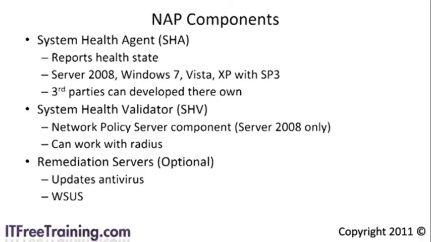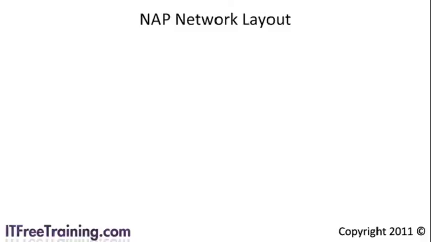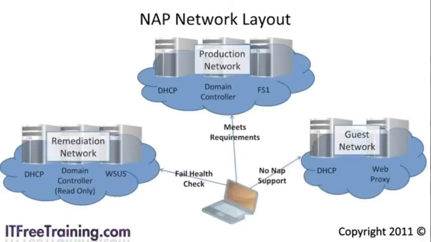As you can see, there are a lot of components to NAP, and there are many different ways you can configure NAP depending on your needs. Let's have a look at a typical NAP layout that may be used in a large company. On this network, when the computer connects to the network, one of three things happen. First, if the computer meets its health requirements, it is allowed access to the production network. For the computer to do this, it must support NAP, and NAP must also be correctly configured.